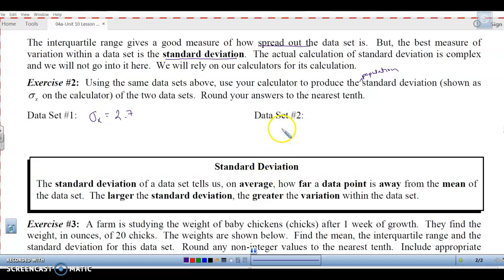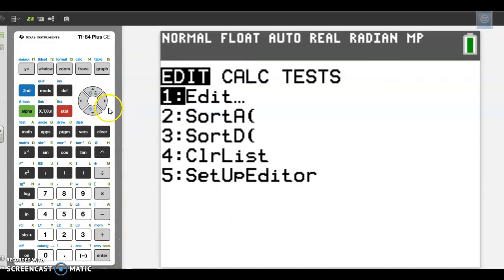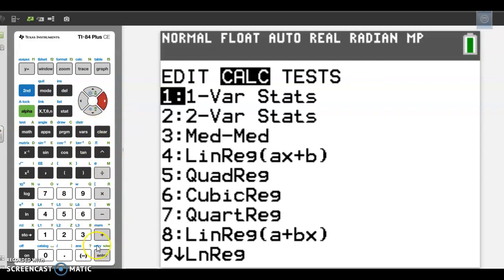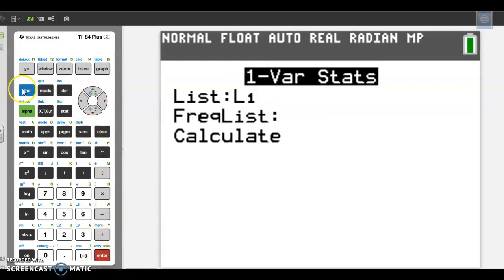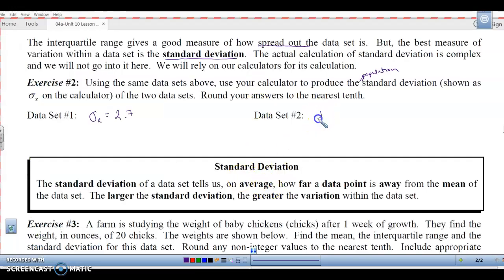All right, so data set 2, you would have to do the standard deviation, so it would be stat, calc, var stats, and this time it'd be L2, so it's second and then 2. Go down to calculate, and you can see it's going to be 1.4. So this is going to be 1.4. Okay, so that is how you find standard deviation.